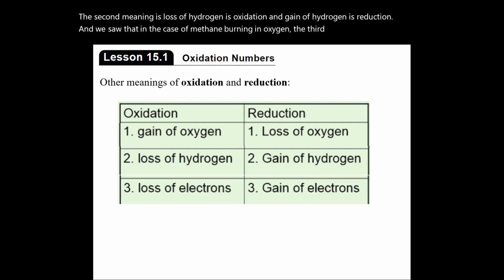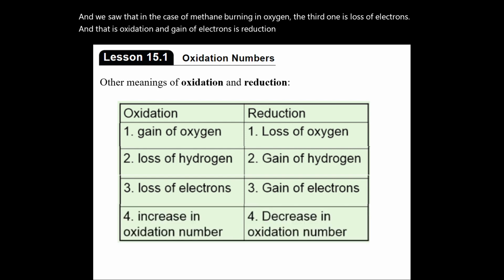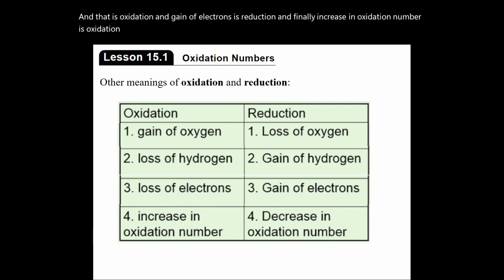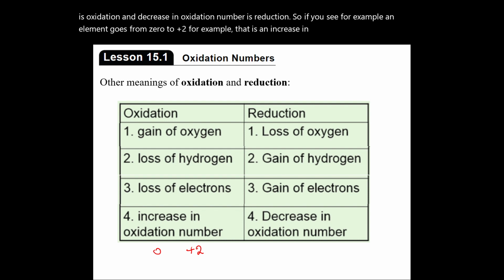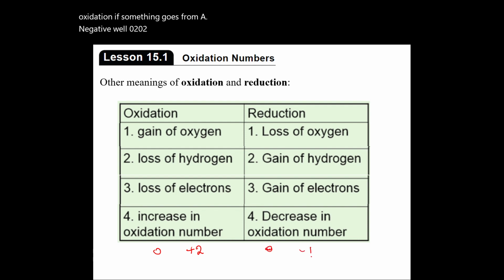The third one is loss of electrons, and that is oxidation, and gain of electrons is reduction. And finally, increase in oxidation number is oxidation, and decrease in oxidation number is reduction. So if, for example, an element goes from 0 to +2, that is an increase in oxidation number, so that's oxidation. If something goes from 0 to -1, for example, that's reduction. The oxidation number goes down.